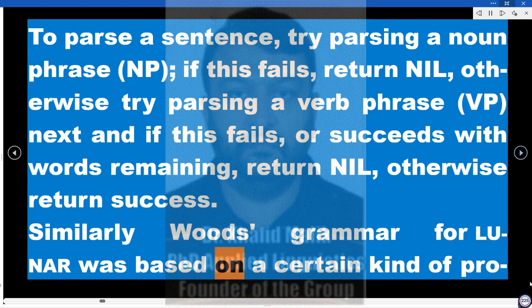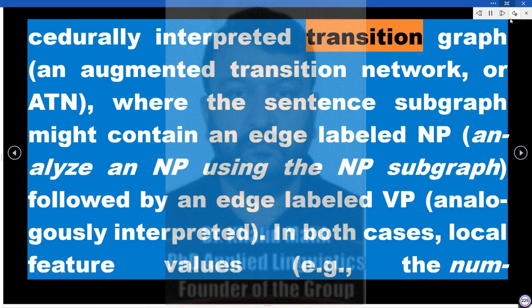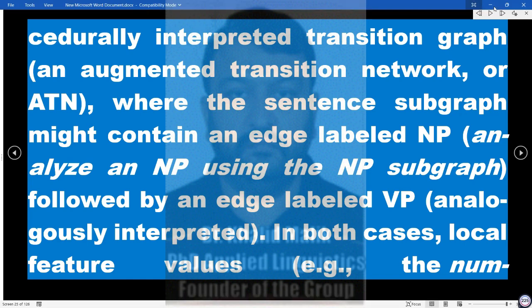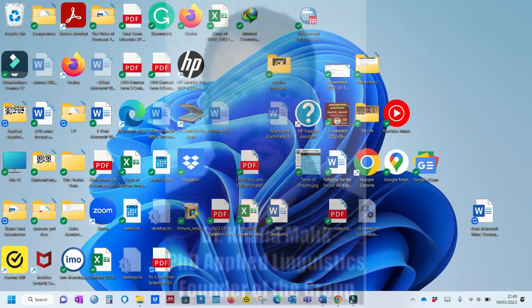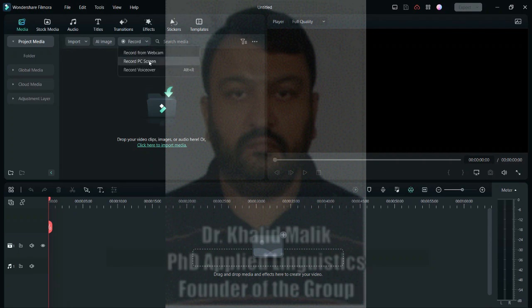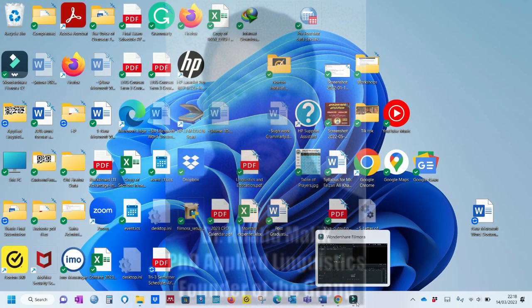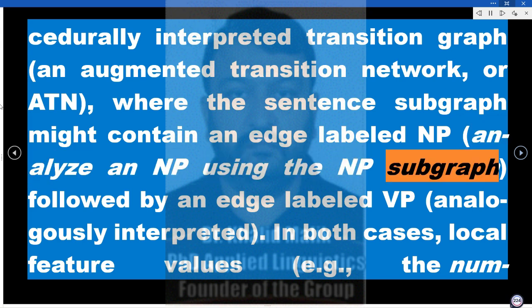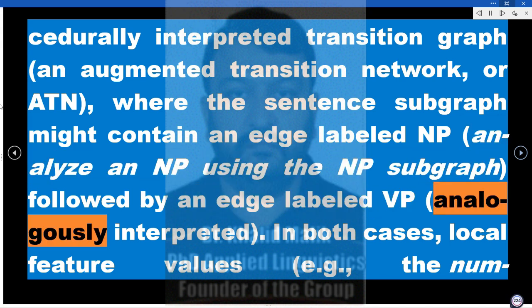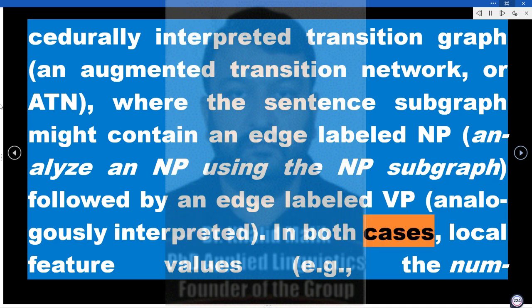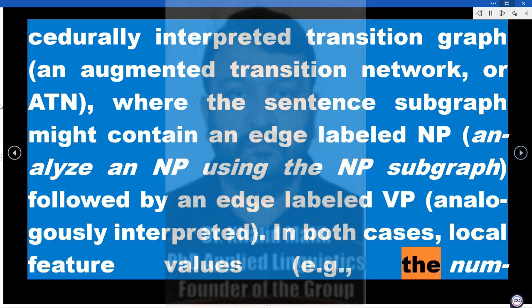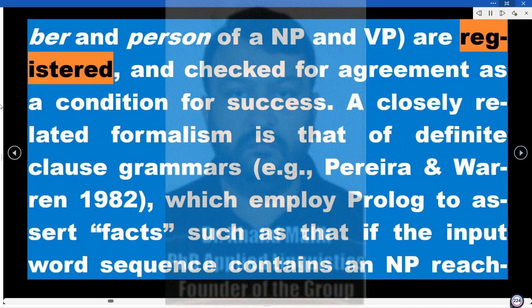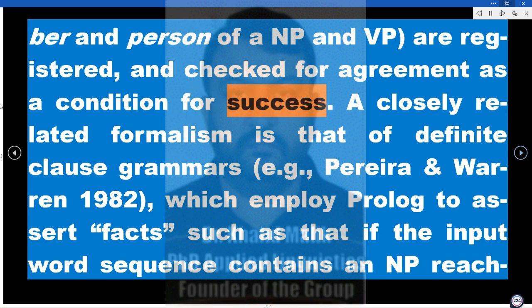Similarly, Woods' grammar for LUNAR was based on a certain kind of procedurally interpreted transition graph, an augmented transition network, or ATN, where the sentence subgraph might contain an edge labeled NP: analyze an NP using the NP subgraph, followed by an edge labeled VP, analogously interpreted. In both cases, local feature values, for example, the number and person of a NP and VP, are registered and checked for agreement as a condition for success.